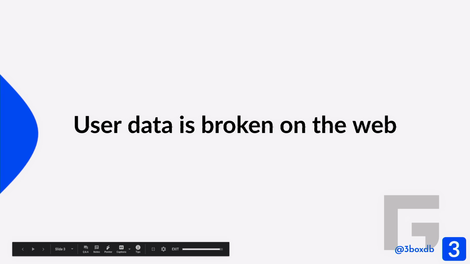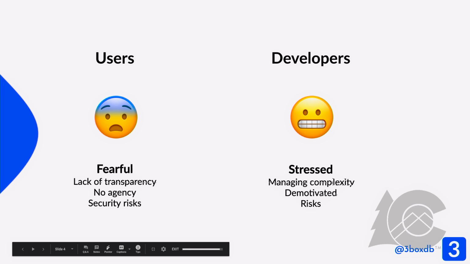So let's start with the problem statement. We know that user data is broken on the web. For users, obviously, they're very stressed. This is something that most people are kind of worried about on some level today. Well, it's not really a walk in the park for developers either, because you're having to manage a lot of complexity around user data and all the infrastructure that goes with that. And that can be very demotivating when you want to focus on the core value of what you're building and not maintaining all of this data. And also, there's risks associated with this as well. So hopefully you don't want your users' data to become hacked or exposed, but also things like GDPR, etc.